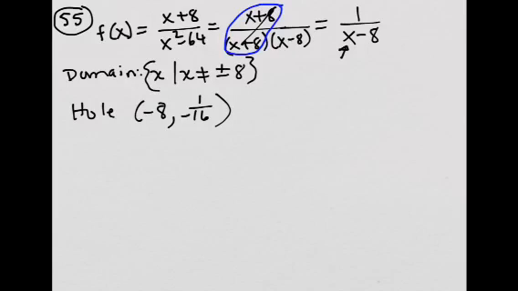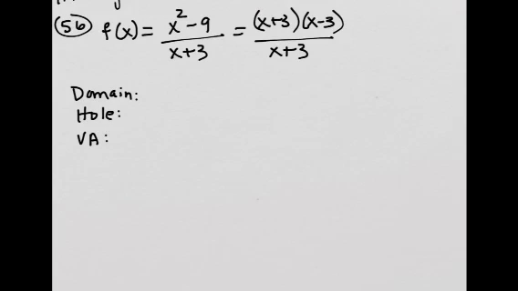Vertical asymptotes, the only thing that's left in the denominator that would make it a 0 here is 8. So vertical asymptote at x equals 8. Okay? And this is bottom heavy, so it's automatic horizontal asymptote at y equals 0.